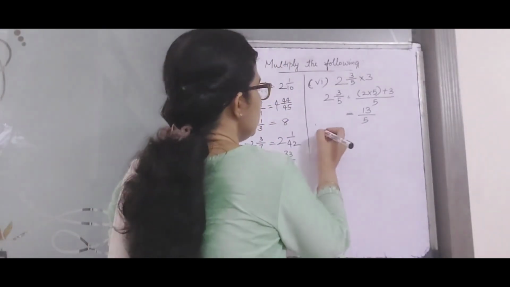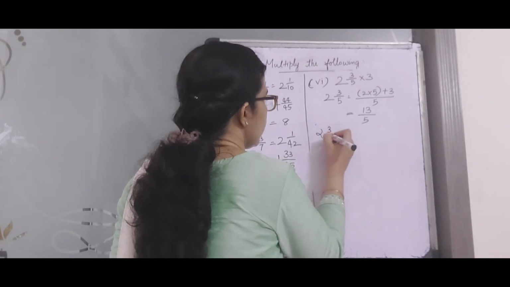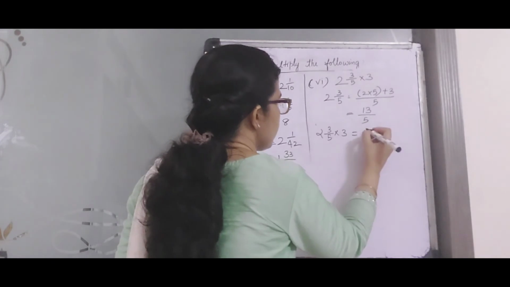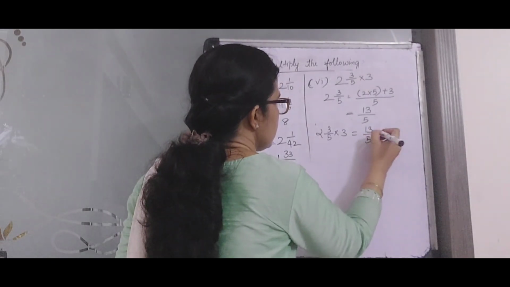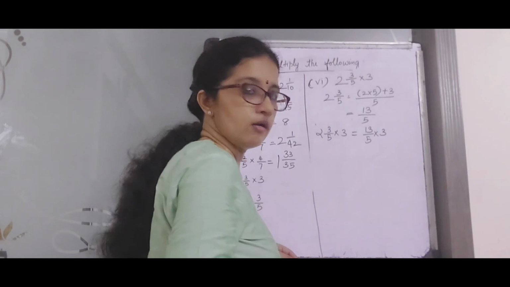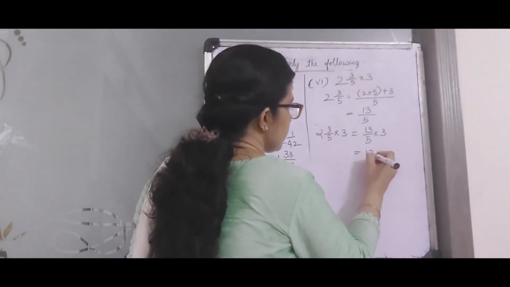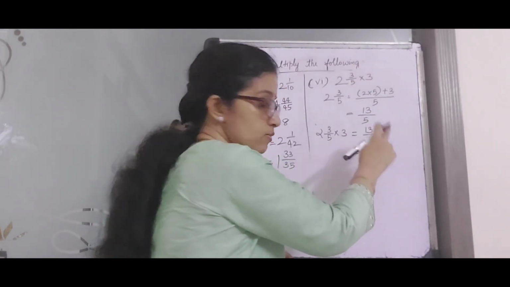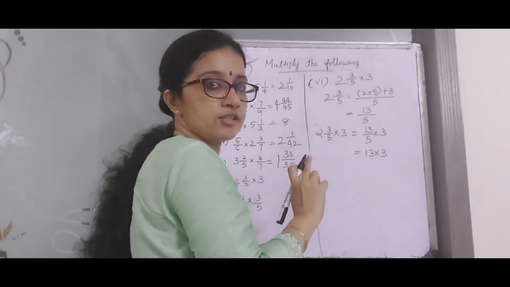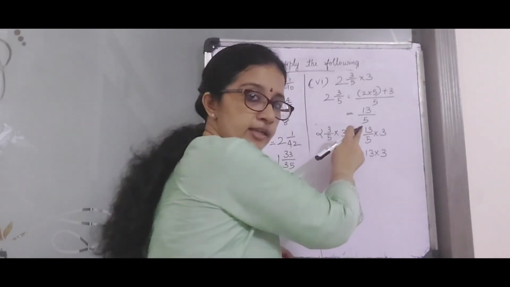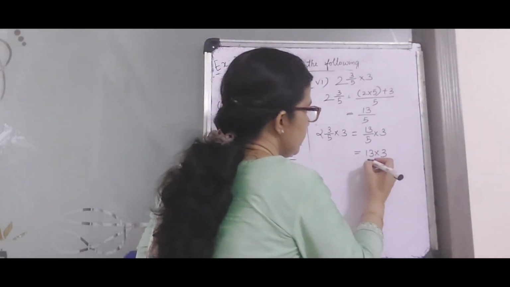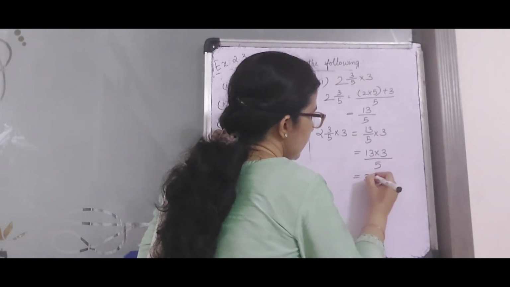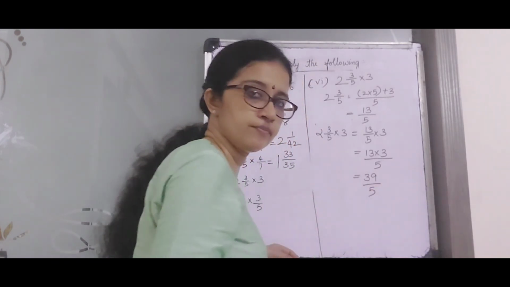Okay, now what is the question? 2 3 by 5 into 3. Which can be written as 2 3 by 5 is 13 by 5. 13 by 5 into 3. Okay. So this can be written as 13 into 3. If we multiply a fraction and a whole number, we just multiply the whole number with the numerator of the fraction, right? And the denominator has to be written as it is. So 13 into 3 divided by 5, which is equivalent to 39 by 5.